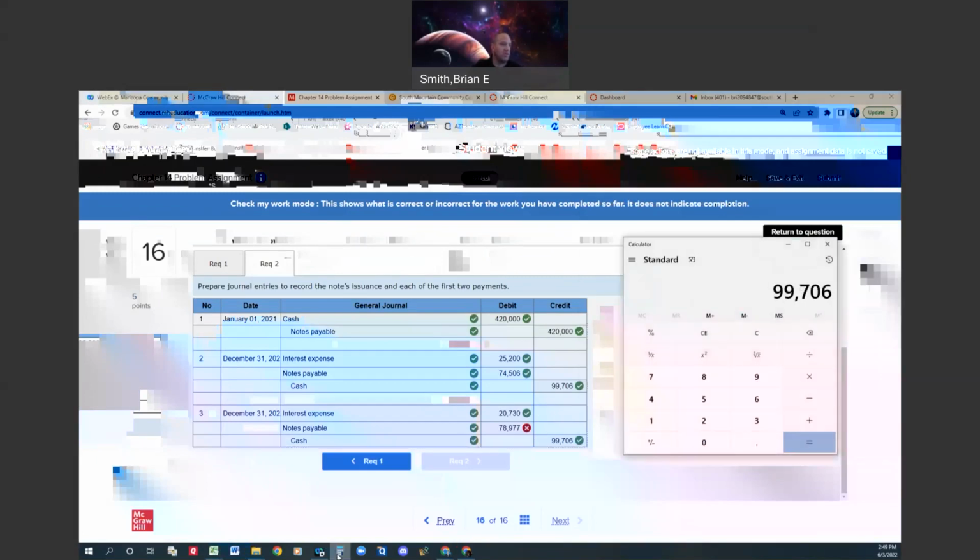Oh, what did I do here? Did I type it in wrong? 978, 977. Might be a rounding error. Oh, they want it $1 less. See, mine's more accurate, because I do the formula method. So sorry. There it is. All right, we're good now.